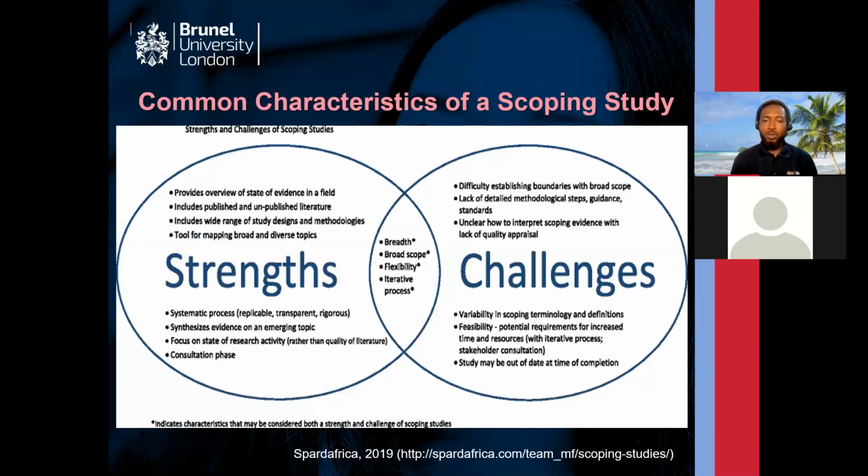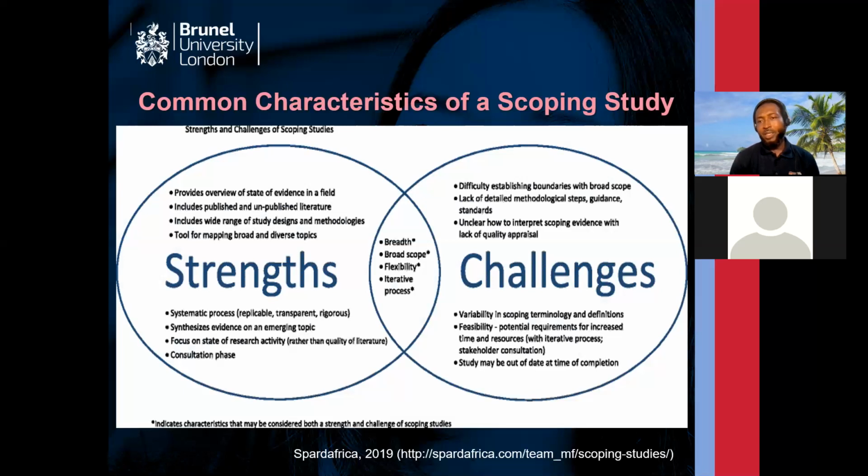Okay, then it's also the feasibility again. It's looking at the potential requirements for increased time and resources. So it can work within the time available to you. Looking at the iterative processes and the stakeholder consultations, how many stakeholders you want to get involved, and how many times you want to go back and update the information you have.